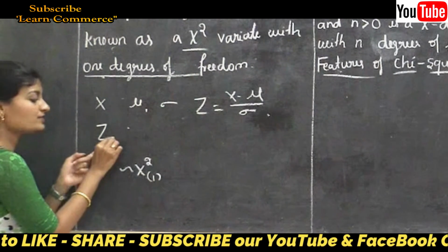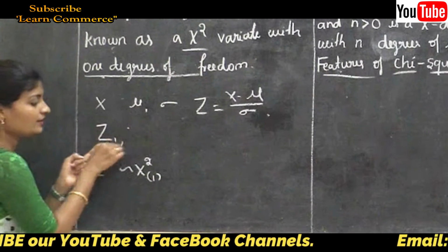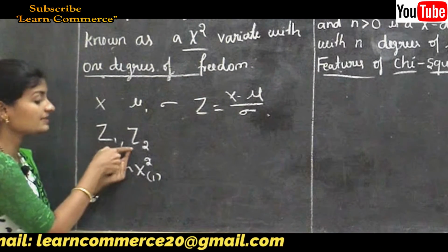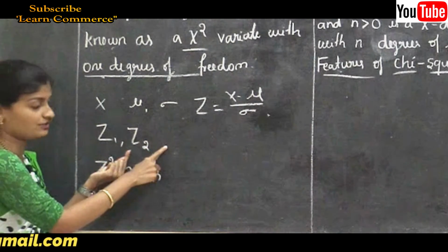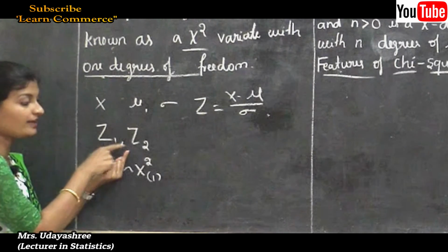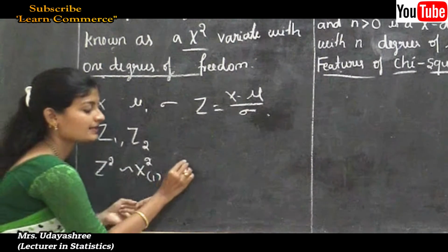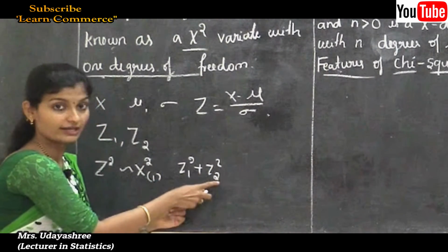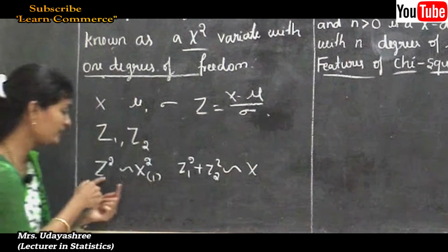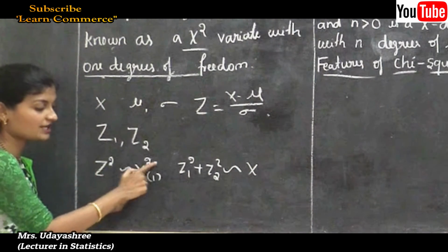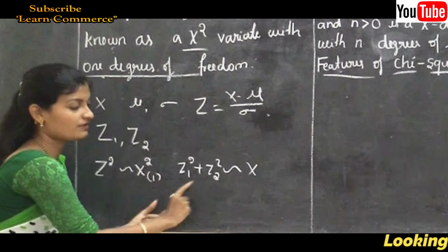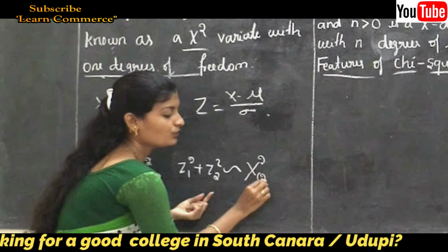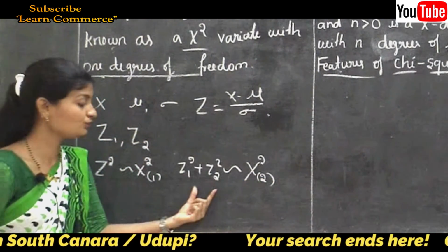If I consider z1 comma z2, the comma between these two means these are independent standard normal variates. Then we can write z1 square plus z2 square. If it is one observation, then it follows chi-square with 1 degree of freedom. Here two observations are there, so I will write chi-square with 2 degrees of freedom, because two variables are there.